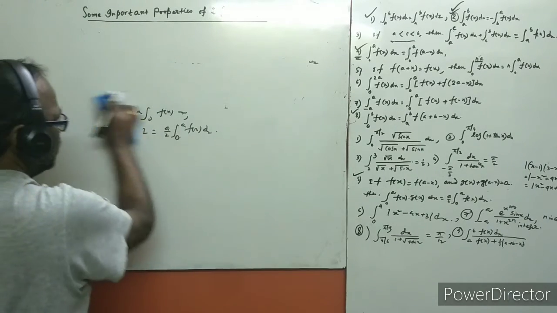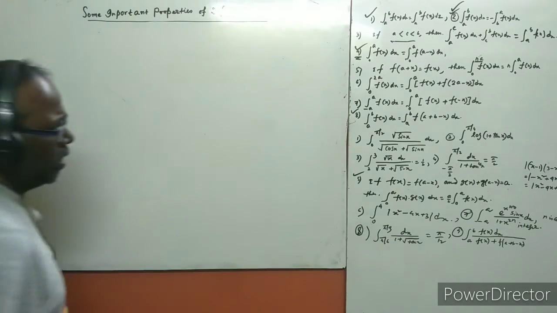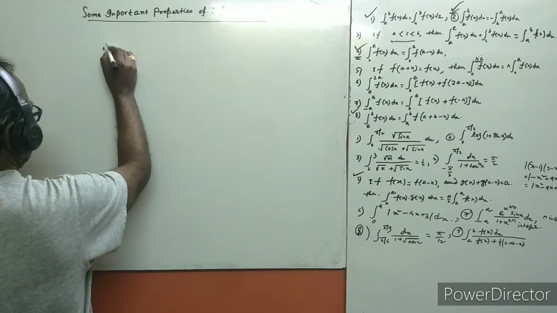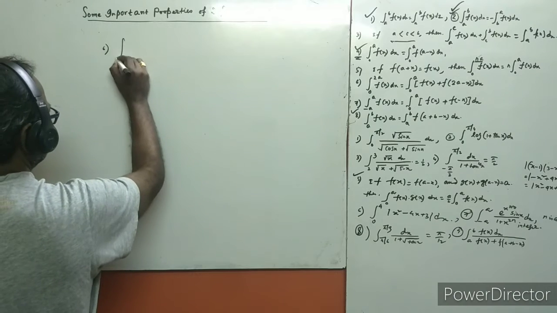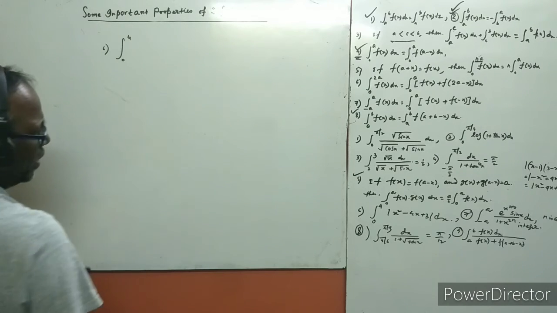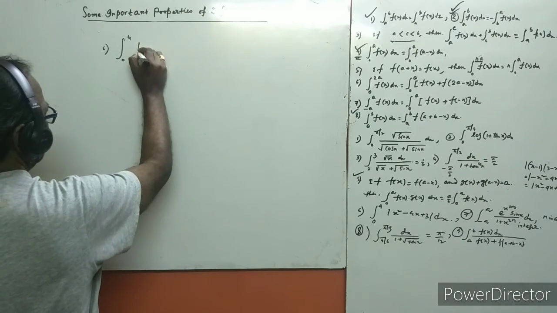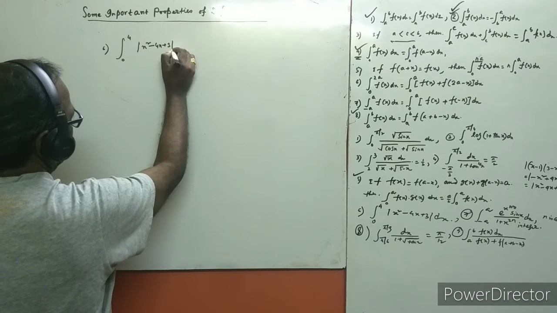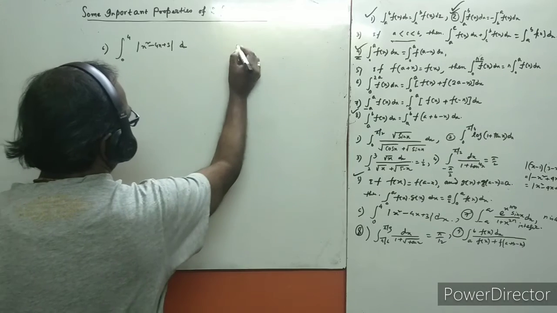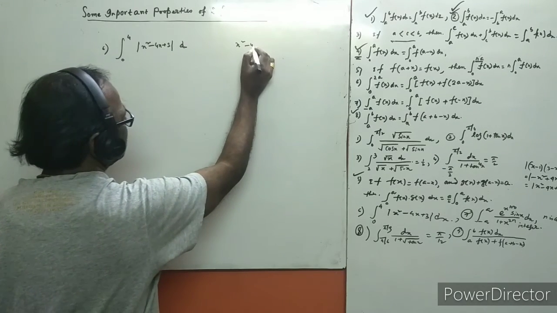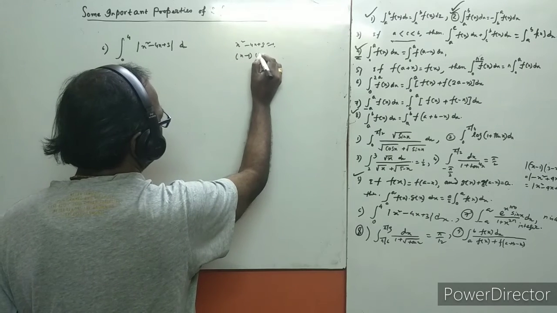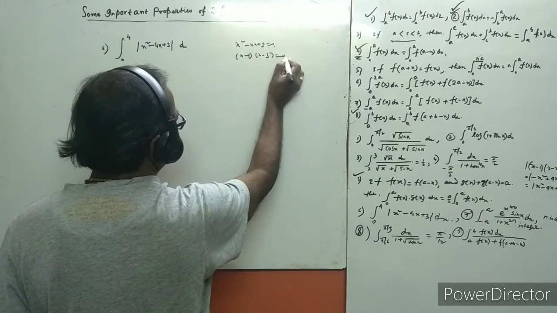Now, in my previous video there was a discussion about the 6th point, and some more problems there. The integral from 0 to 4 of mod of x square minus 4x plus 3 dx is given. If we factorize this, x square minus 4x plus 3 is equal to 0, and we can take x minus 1 and x minus 3 equal to 0.